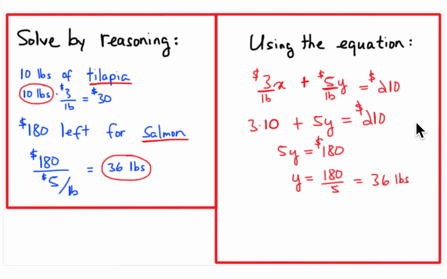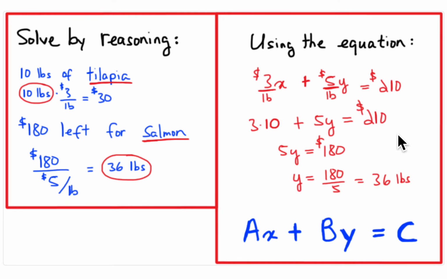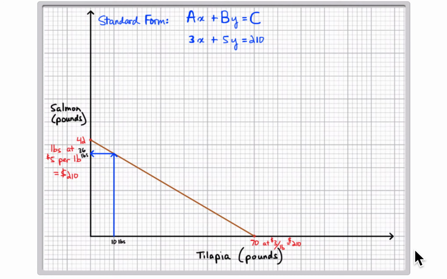Do it on your own. Write it down on your own, see if it matches this page, and keep practicing, keep thinking about it. So the equation that you're using is the standard form of the equation, ax plus by equals c. A balance of tilapia plus salmon, those two have to balance to equal this amount of money, which in this case is $210. All right, so here's how that fits on the graph.